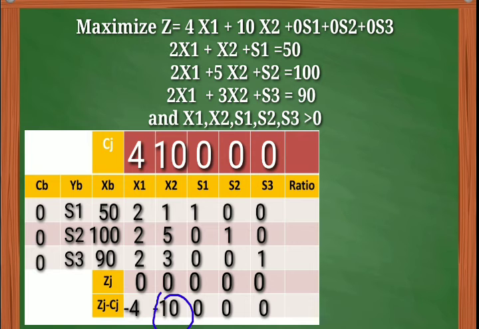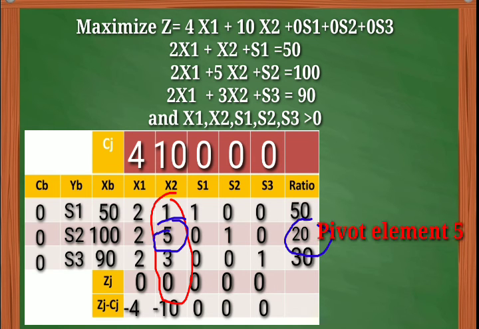Now we want to find ratios for the minus 10 column. First ratio, 50 divided by 1 is equal to 50. Next one is 100 divided by 5 is equal to 20. Next one is 90 divided by 3 is equal to 30. Now we want to see in the ratio which is the lowest number. Here the lowest number is 20. So here the pivot element is 5. Now we want to change s2 by x2 in the upcoming iteration.